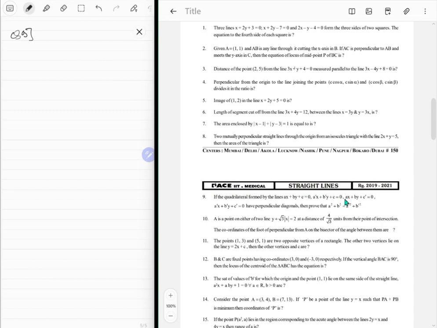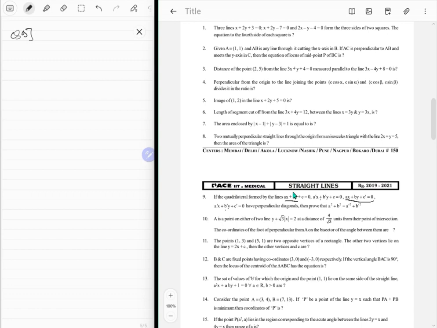Okay, next line is ax plus by plus c. Wait, what? This is ax plus by, and this is also ax plus by. And the fourth has a dash b dash. This is also a dash b dash. Oh, so these two, like this guy and this guy, these are parallel. And then similarly, this guy and this guy, these are parallel.